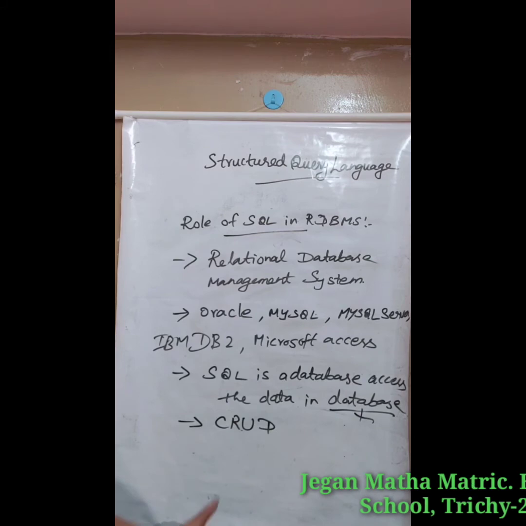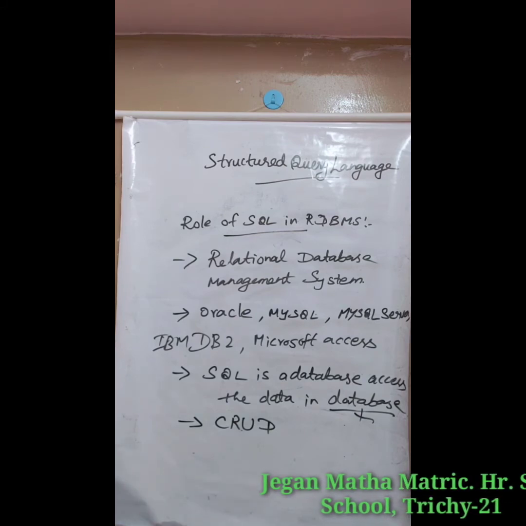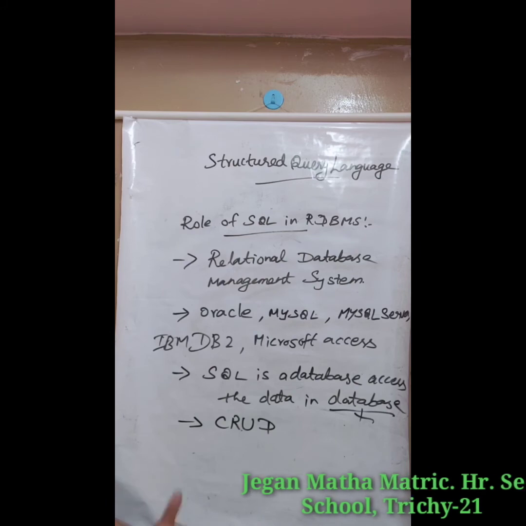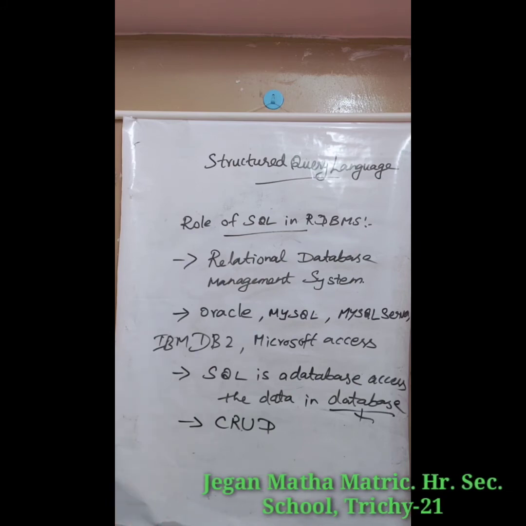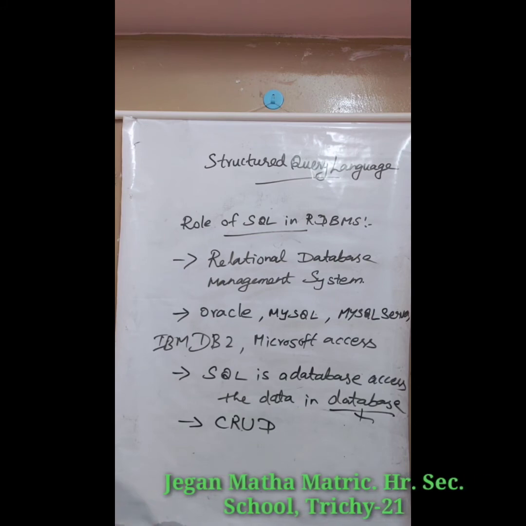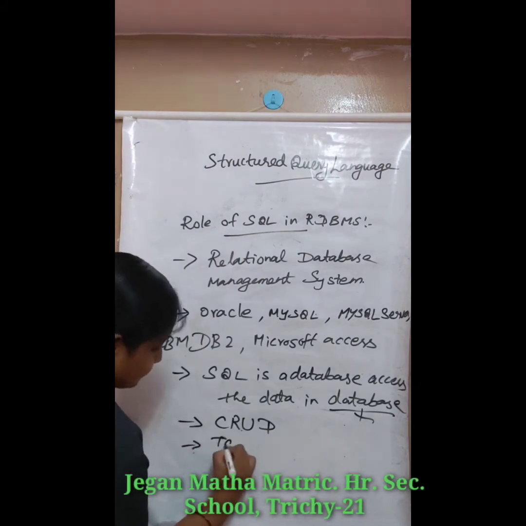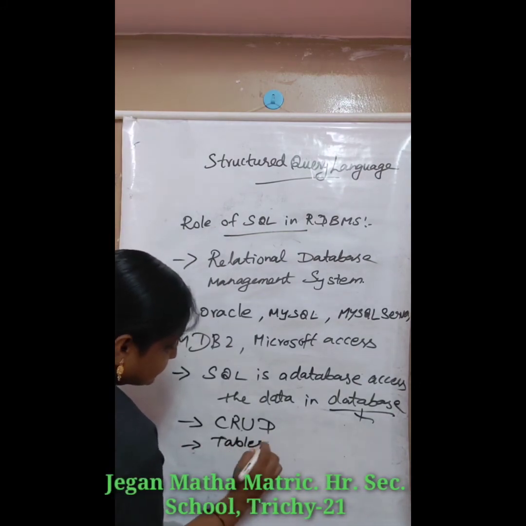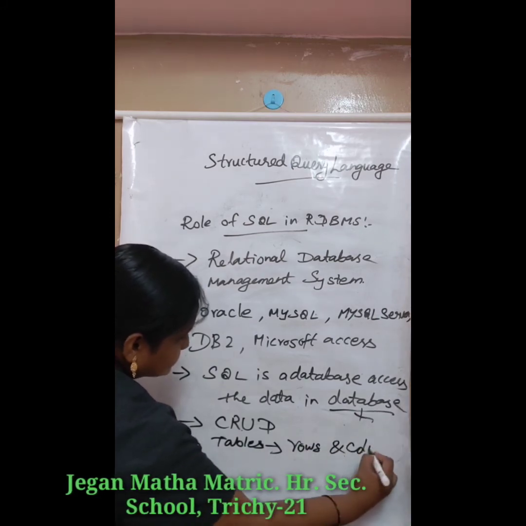The data in RDBMS is stored in database objects called tables. A table is a collection of related data entities, and it consists of rows and columns.